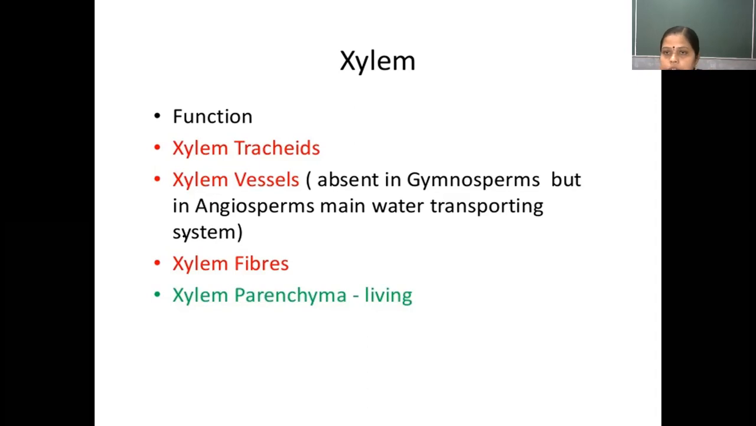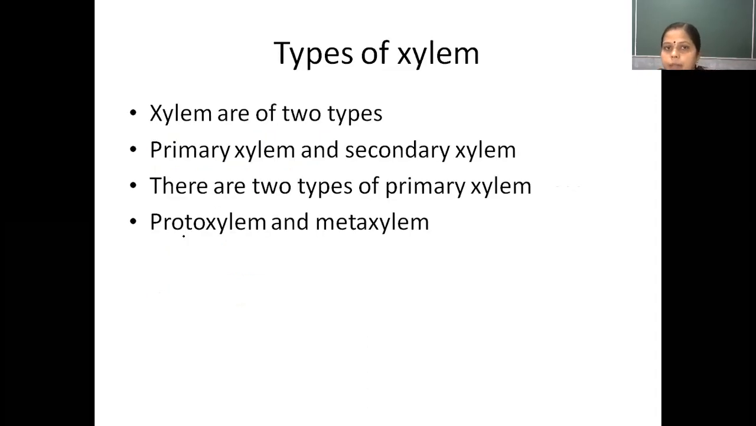The main function is conducting water and minerals. Coming to the types of xylem, xylem is of two types: primary xylem and secondary xylem. What is primary xylem? The primary xylem is the xylem elements which are formed in the early part of the plant.